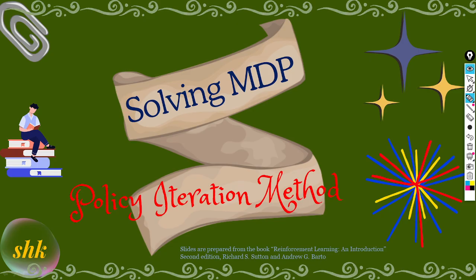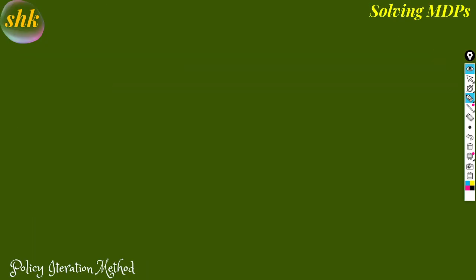Good morning all. Today we will see solving of MDP using the policy iteration method. So an MDP is a set of states, actions, transitions, rewards and the initial state.